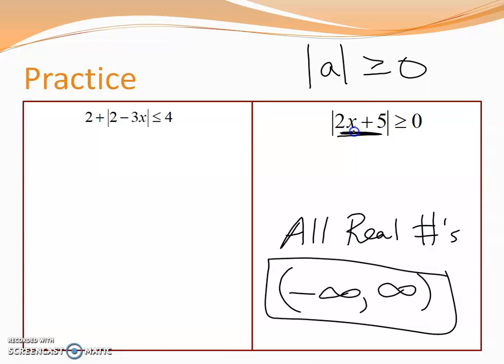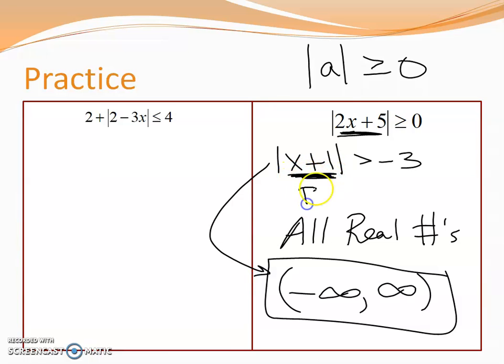Okay? Same can be said, some other examples I could look at. Say I did absolute value of x plus 1 is greater than negative 3. This answer would also be all real numbers because no matter what this is here, it's going to be a positive number, right? And positive numbers are always greater than a negative 3.